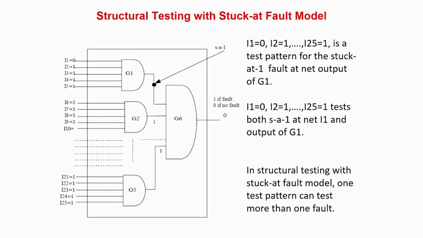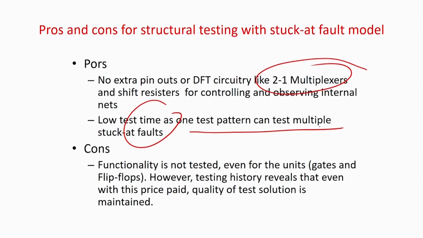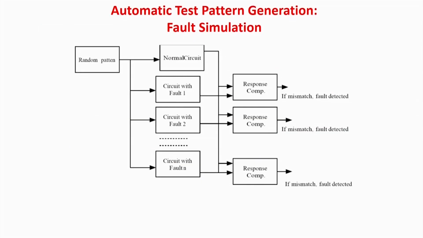So one fault model, one pattern. All the good things about the structural and fault model test are over here. So pros: no DFT circuit, DFT being design for test circuits like multiplexers, which you have to put additionally in the circuits. Low test time, because one test pattern is covering multiple faults. The only disadvantage is that functionality is not tested even for the gates and flops. But history says that there is a huge correlation, so not much is compromised. The optimization is at the level of algorithms or techniques to do test faster, but a slight compromise is on the quality of test.